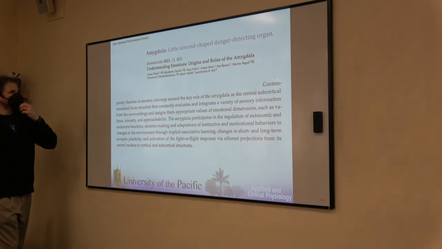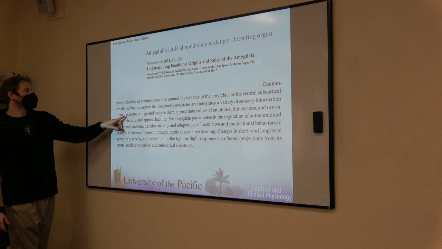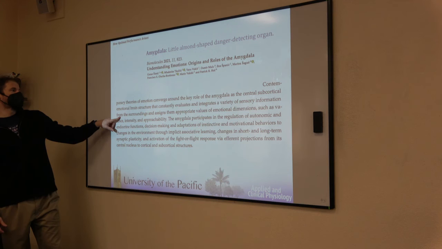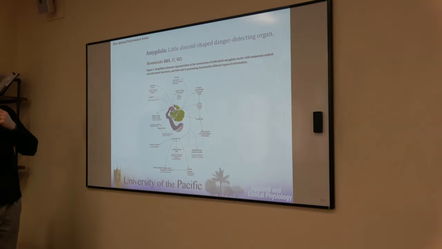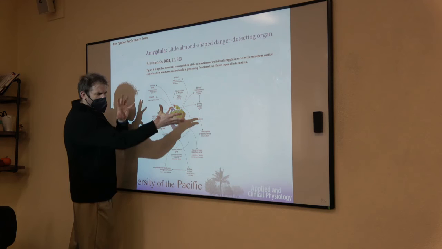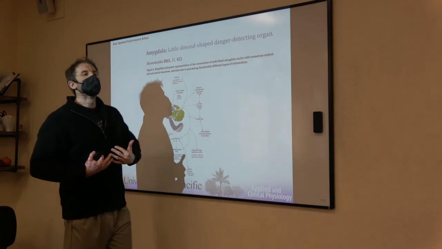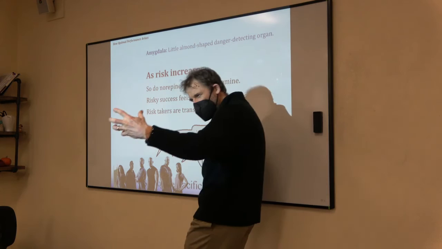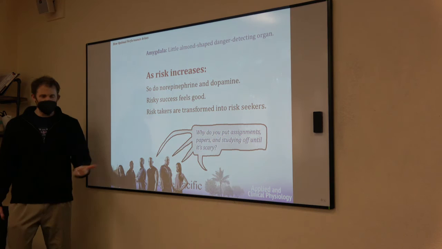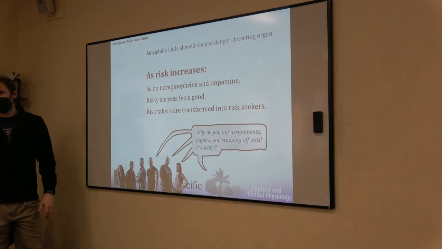The amygdala is receiving information and interpreting it. It receives a variety of sensory information from the surroundings and assigns appropriate amounts of emotional intensity. And then it participates in all sorts of regulation. It just goes everywhere. The amygdala goes everywhere. You don't need to write down that stuff, but it reaches out to the hypothalamus. The amygdala reaches all over the place to inform your body how to respond, to inform you how to respond. So as risk increases, as the intensity of that moment increases, the situation becomes more risky, epinephrine, norepinephrine, and dopamine we're going to release.